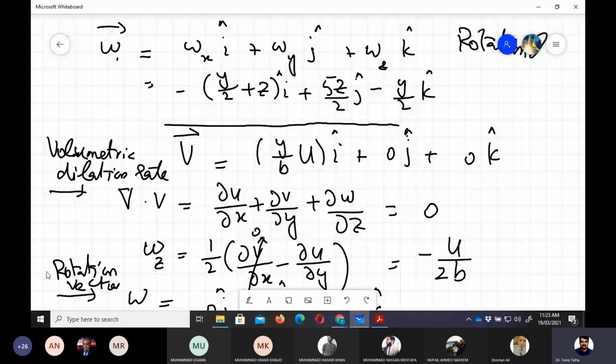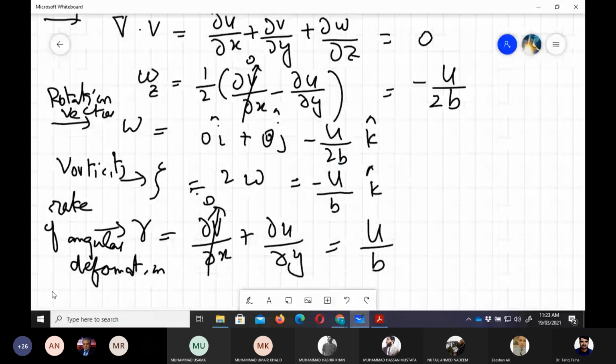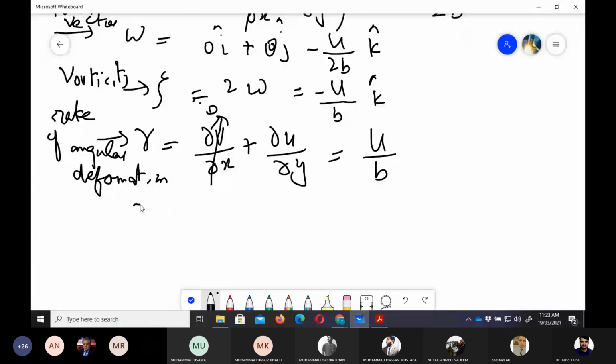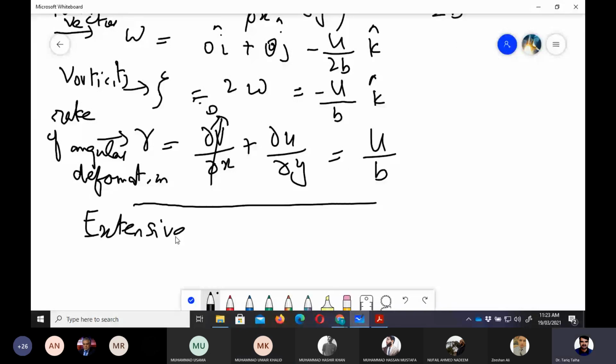If you remember, you have learned the concept of extensive property and intensive property. What is an extensive property? The extensive property depends on mass. So if I write mass, that is one example of an extensive property, represented with the symbol m.